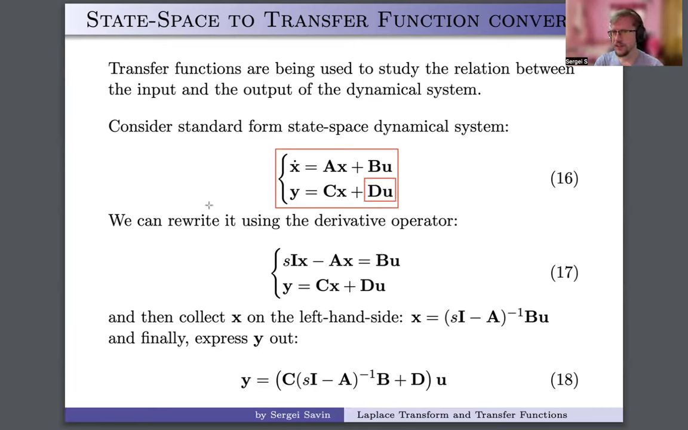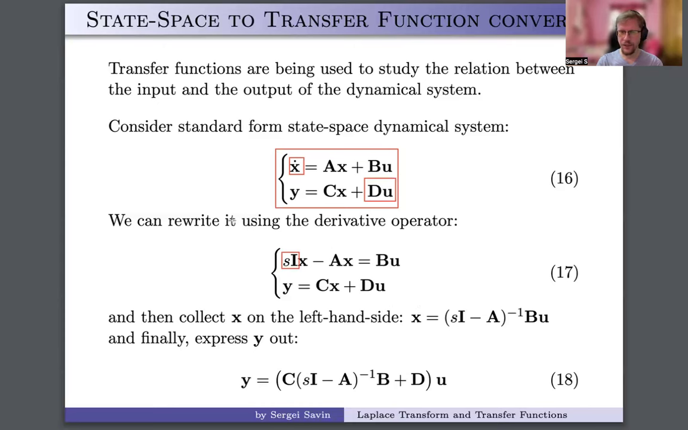So how do we rewrite it in terms of Laplace transform? Well, first of all, we have a derivative here. So clearly, it will become something like this. I would have s times I, where I is the identity matrix, times X. All the X's and all the U's are now functions of s. So they are now Laplace transforms. Okay, so only the derivative expels this variable s. Everything else structurally remains the same.